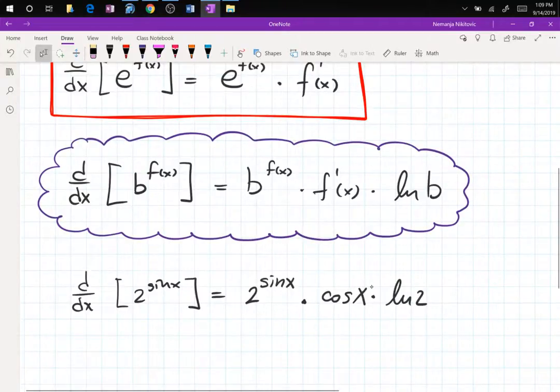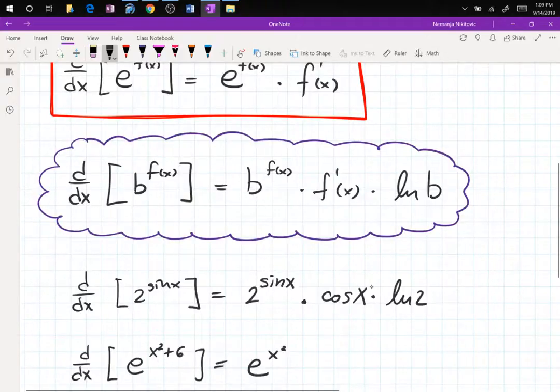Now, most of the time, you will be using e raised to something. And let's go with e raised to the x squared plus 6. So that's going to be e to the x squared plus 6 times 2x, because that's your derivative there.